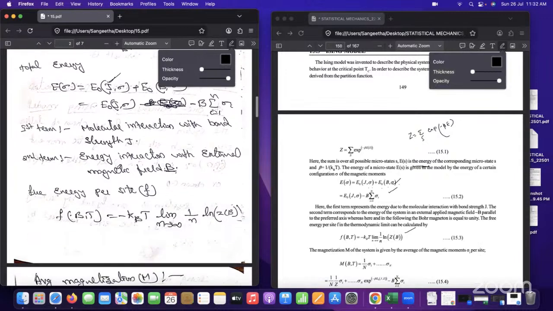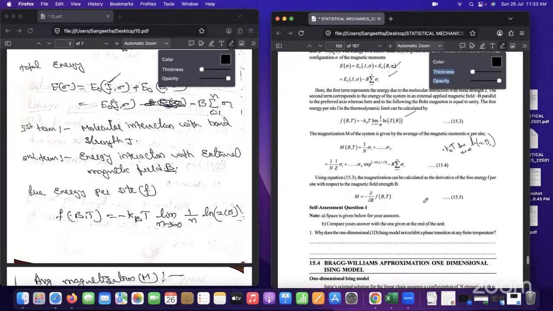From here we write the free energy function. What is the formula for free energy? Free energy f equals minus k_B T times the limit n tending to infinity of log Z comma B. B is the magnetic field. Z is the molecular interaction with respect to bond strength.